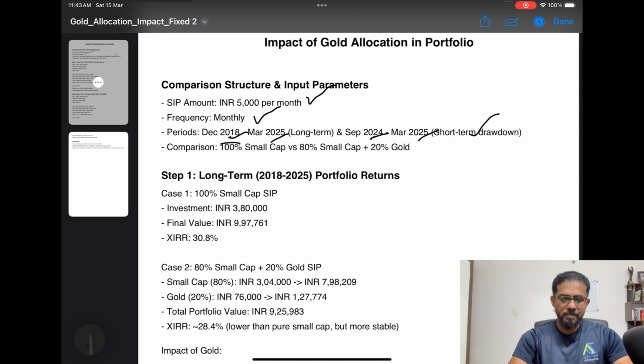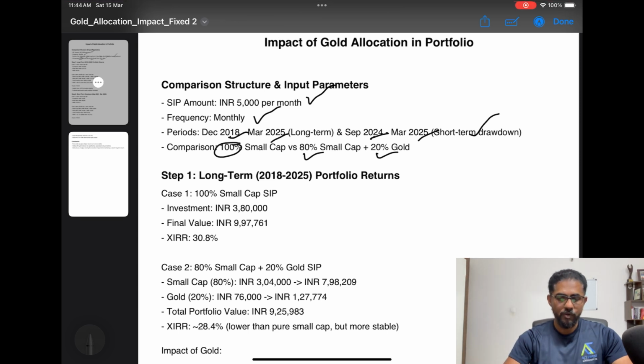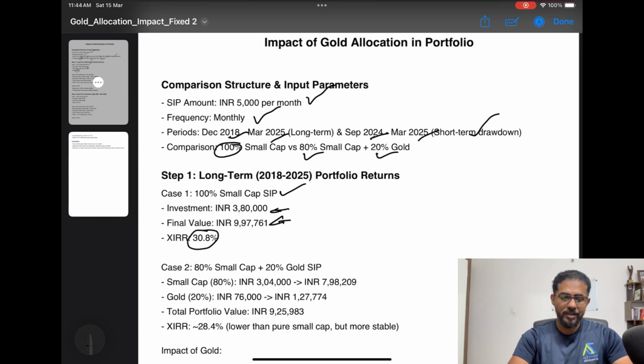Here you can see the comparison is between 100% investment in a small cap and 80% in small cap plus 20% in gold, and how it affects your overall portfolio. Let's first look at the long-term portfolio, in which 100% SIP went into the SIP of the Quant mutual fund, which I've taken as an example. The investment is 3.8 lakhs and your current value of the fund would be 9.97 lakhs. That's an XIRR return of 30.8%, which is again a great return if you're investing only in small cap.